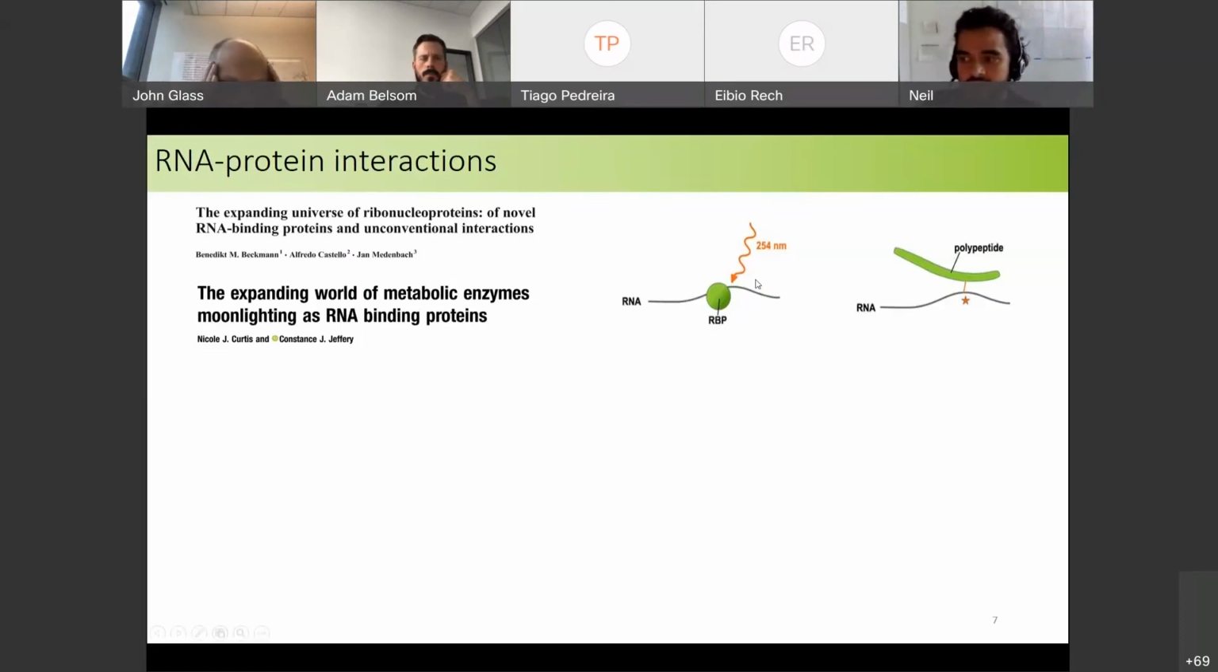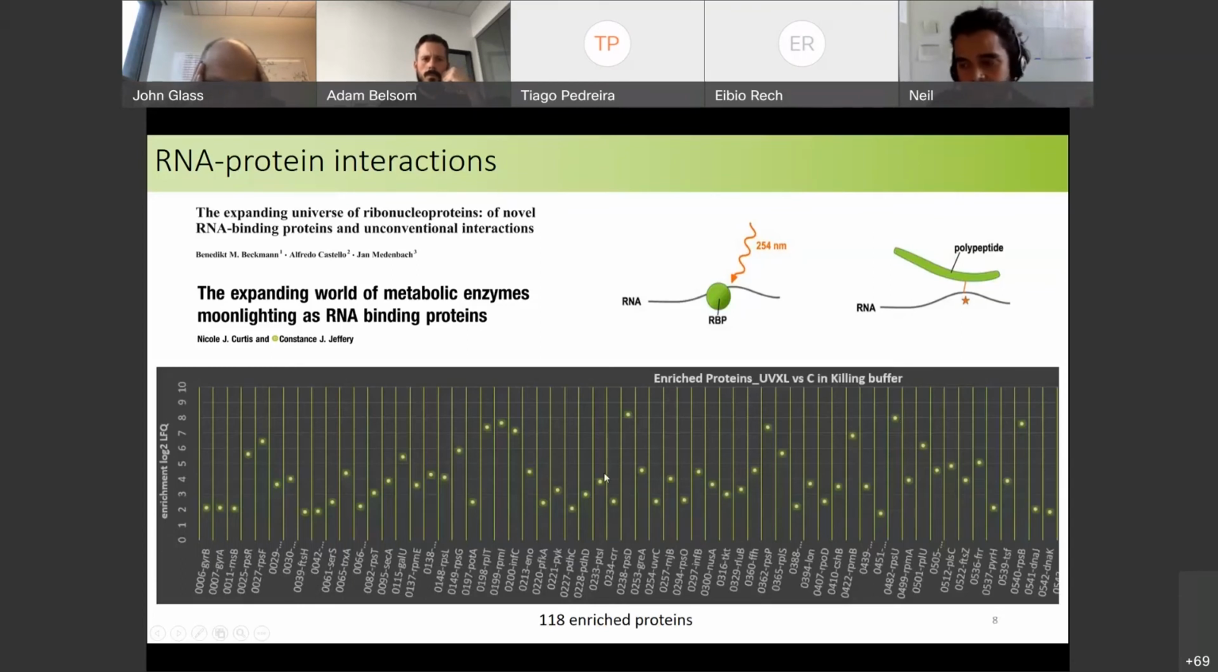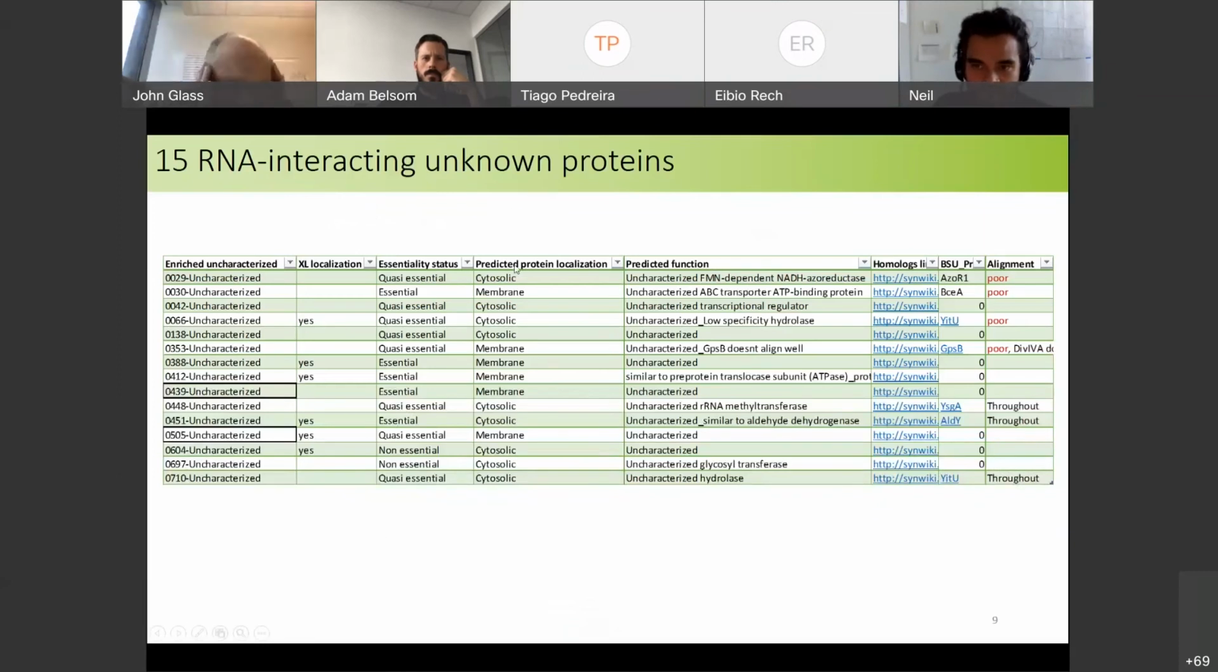And we did this simply by cross-linking polypeptides, so proteins to RNA, using UV light. And with this, we've been able to generate a map, or a list, of 118 proteins that were found to be enriched when we compared them with a sample that was not UV cross-linked. And we can see how much they are cross-linked, which proteins are cross-linked. And what's important is that of the unknown proteins, 15 of them were found to have some sort of RNA interaction function. 439 and 505 are both in that list.